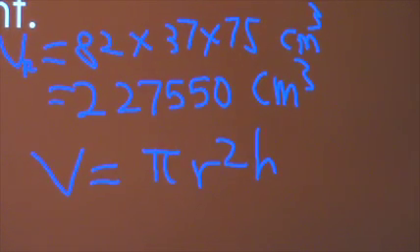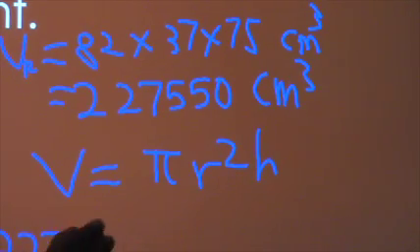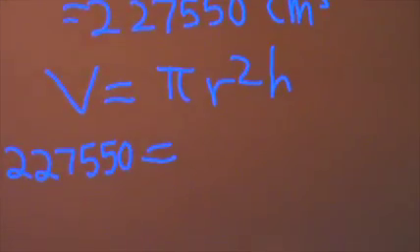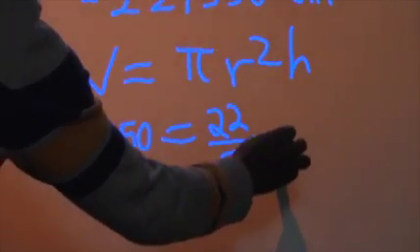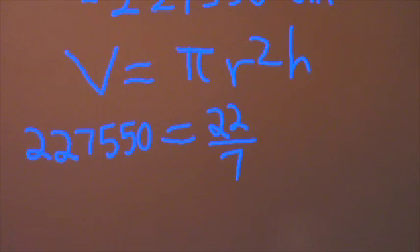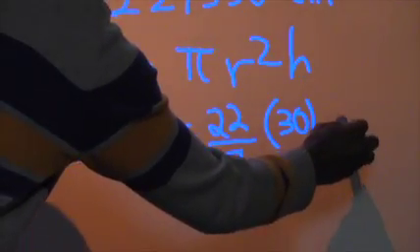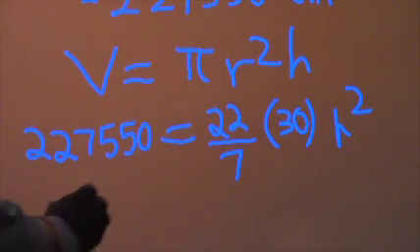Okay, so now the volume of the rectangular tank will be equal to that, so I'm going to write 22750 is equal to 22 over 7 for pi times the radius, which we don't know, times the height, which is 30 centimeters, times the radius squared. So how do we do this? We'll multiply to get the radius.